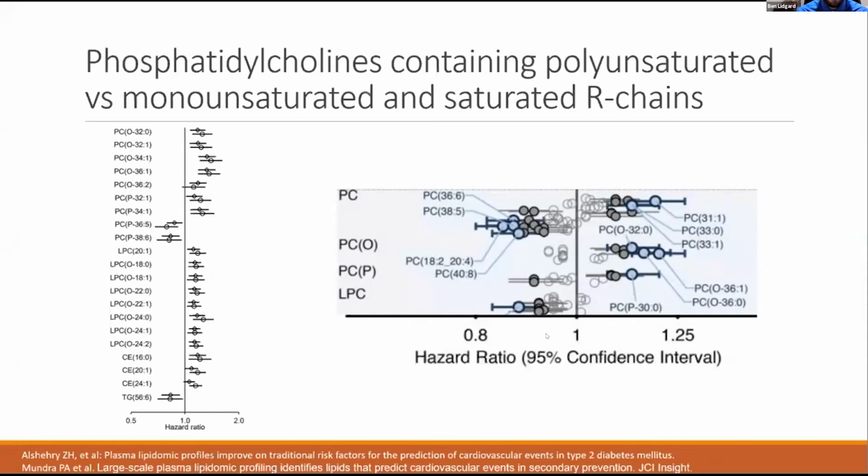Further, the data on the right are from the LIPID study and show that several phosphatidylcholines with greater than or equal to 4 double bonds, again, are negatively associated with cardiovascular disease or death, whereas phosphatidylcholines with a lower number of double bonds tend to be positively associated with these bad outcomes.